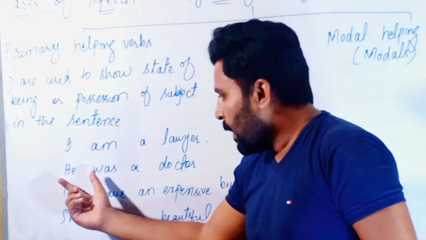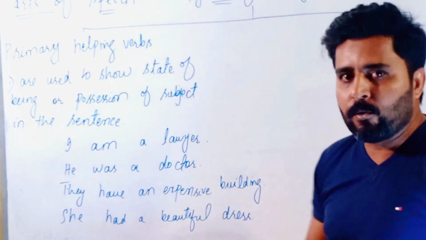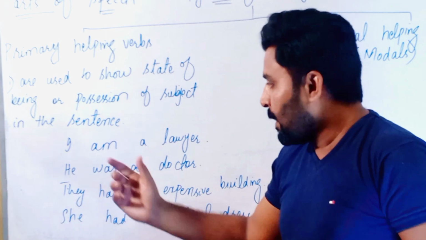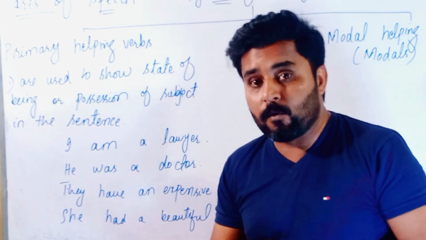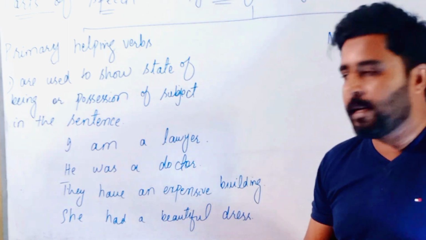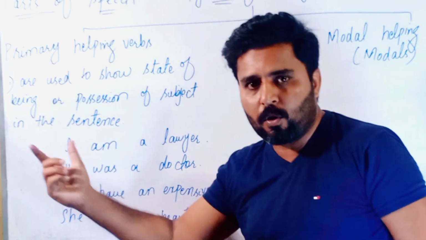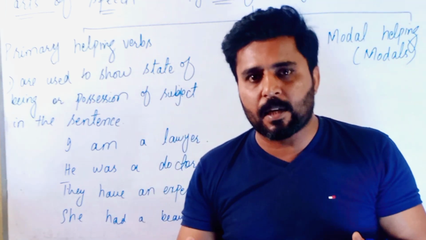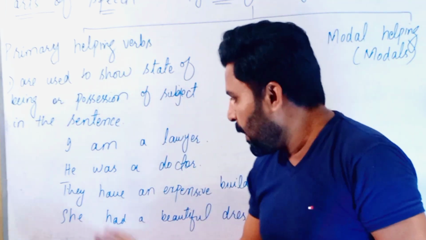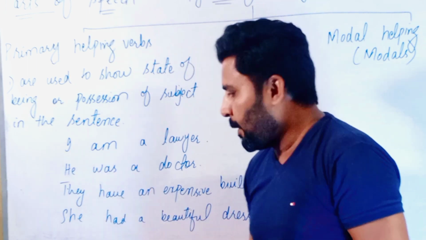इन द सेकंड एग्जांपल, ही वाज अ डॉक्टर, कि वो एक डॉक्टर था. नाउ दिस सेंटेंस इज इन पास्ट फॉर्म. वी हैव यूज्ड the helping verb was to show the state of being of subject he in past form, कि गुजरे हुए जमाने में वो एक पोजीशन थी, वो एक state of being थी सब्जेक्ट की, तो उसको शो करने के लिए हमने helping verb was का यूज किया.